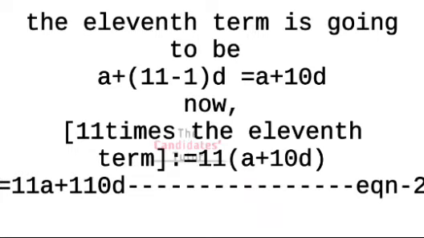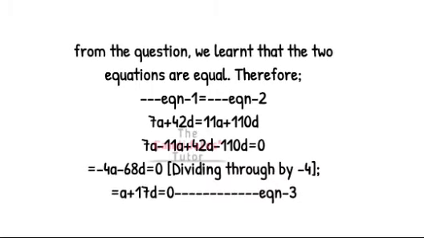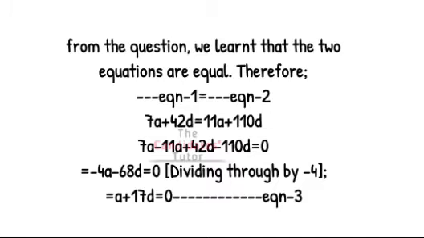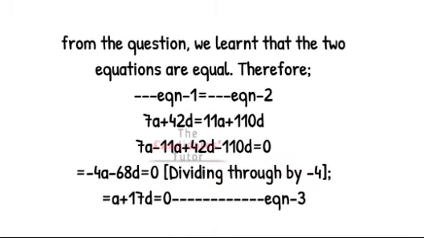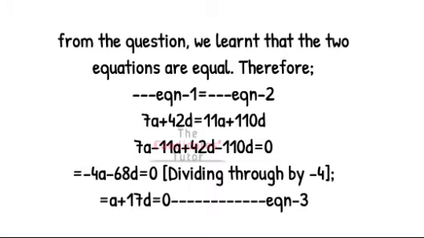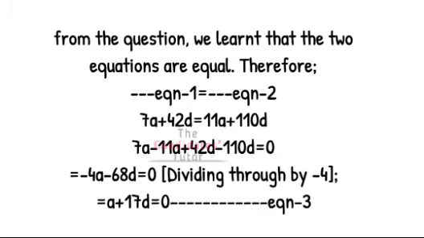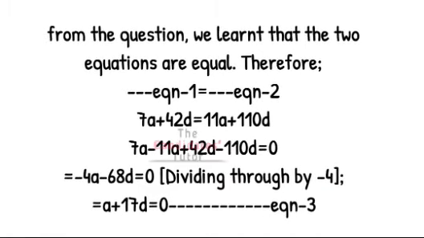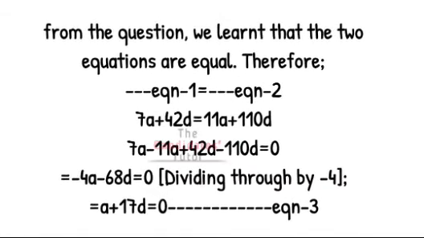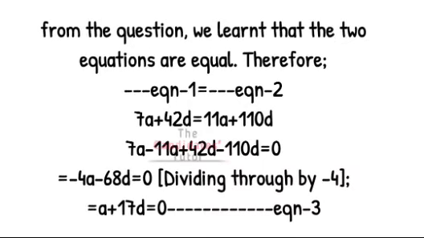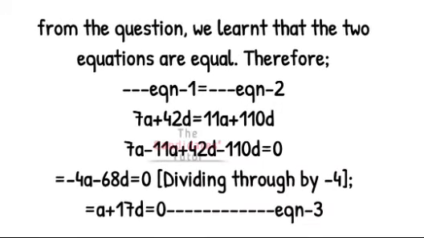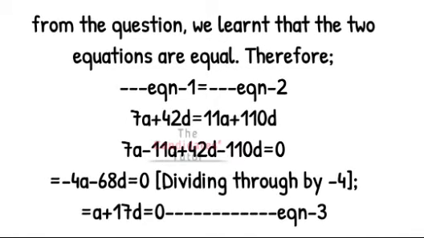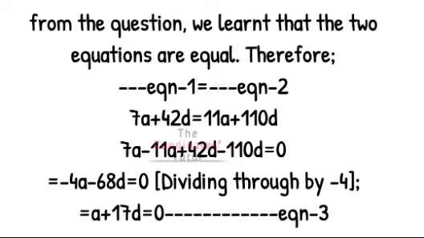Okay, so we have been told that the two equations are equal. It means that equation 1 and equation 2 are the same. So if we simplify this, we have 7a plus 42d should be the same as 11a plus 110d. If we group like terms, we have 7a minus 11a plus 42d minus 110d equal to 0. Setting it equal to 0 and simplifying, we get negative 4a minus 68d equal to 0.